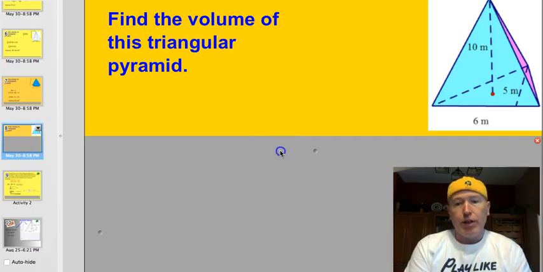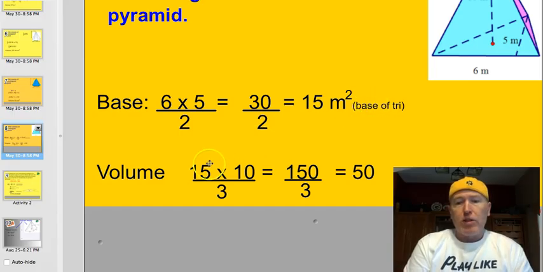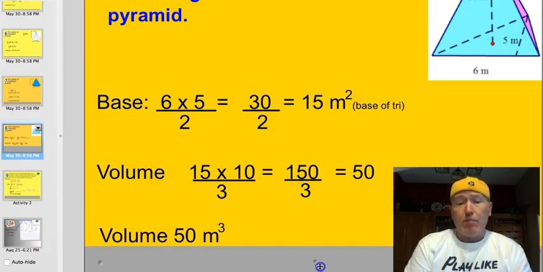All right, let's see what you did. Here's what I got. Well, the base is 6 times 5, base times height, divided by 2. So that's 30 divided by 2. So basically, you got a base here of 15 meters squared. So now you take that base, big B, times the 10. And you're going to divide the whole thing by 3. That's 150 divided by 3. I got 50. My volume was 50 meters squared.